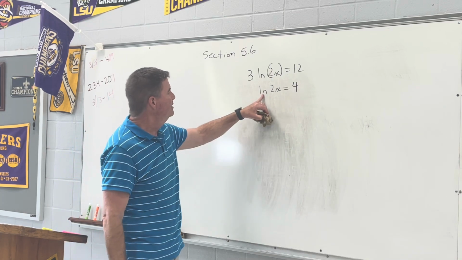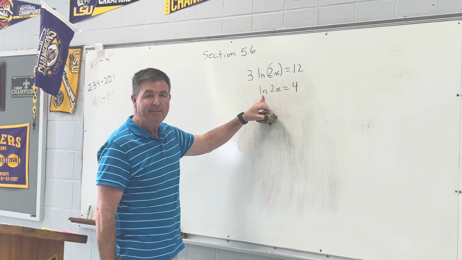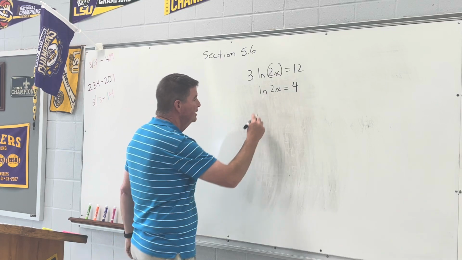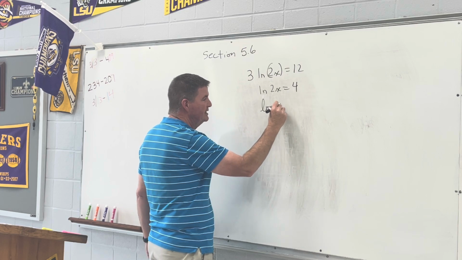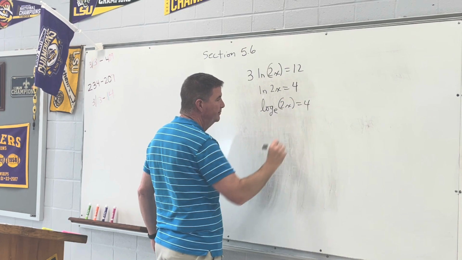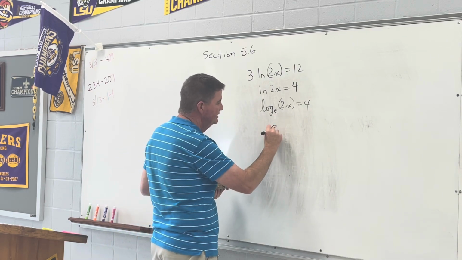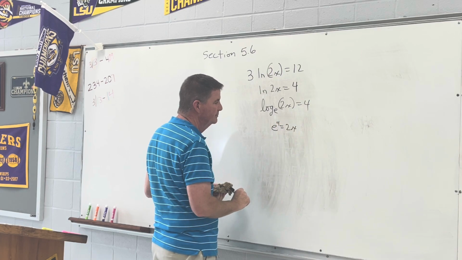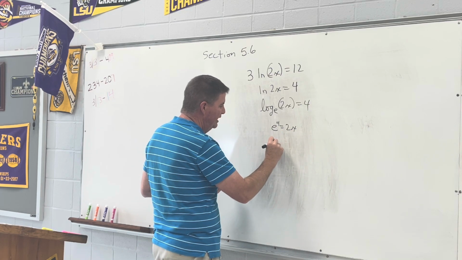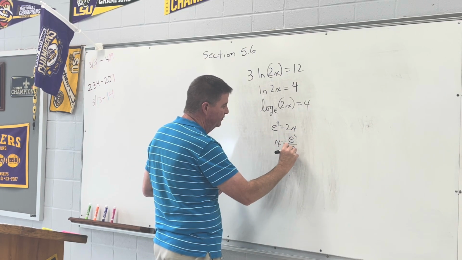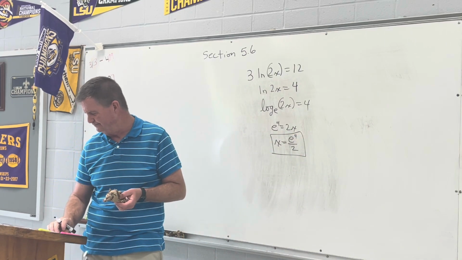Now, I know this is natural log, but it still doesn't look quite like I'm used to seeing it. So I'm going to write natural log as what it is: log base e. That is natural log. Log base e of 2x equals 4. And now I can turn this into an exponent quite easily. It's e to the 4th equals 2x. And therefore, I now divide by 2, and x equals e to the 4th over 2.